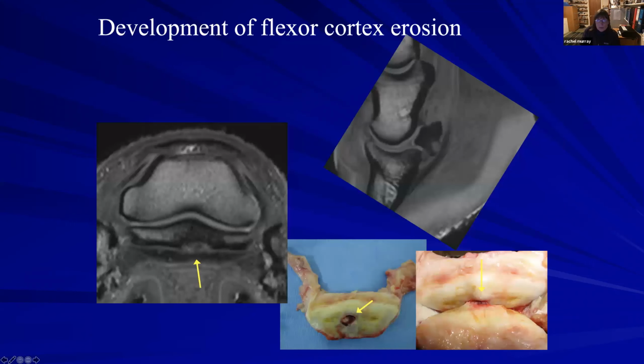And if we get development of flexor cortex erosions like we have here, we may end up with adhesions between the deep digital flexor tendon and the navicular bone, which has mechanical restrictions and may be associated with lameness.